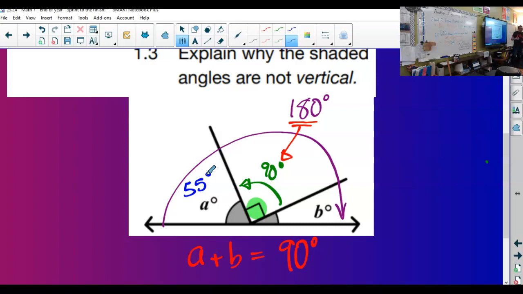Just 30? 35, because they need to add up to 90. Does 55 and 35 add up to 90? Yes. Jane? Can you also do 60 and then 30? Sure, you could do 60 and 30 if you feel like this one looks like 60.